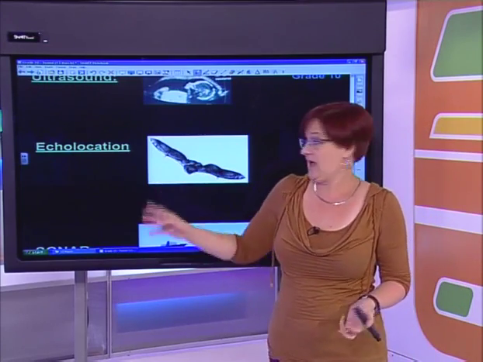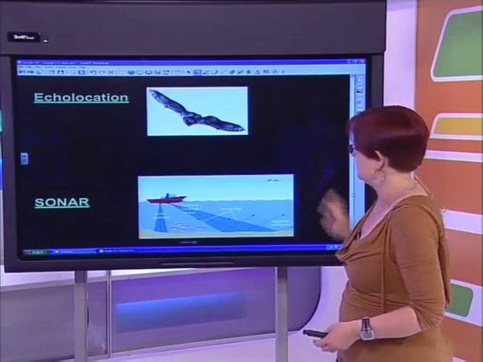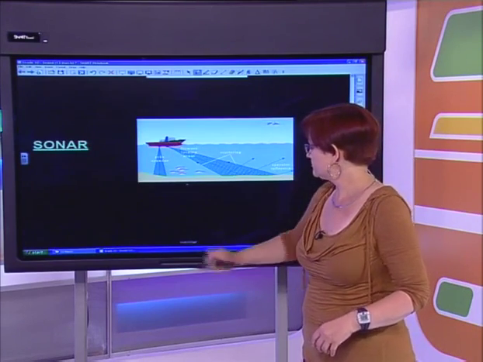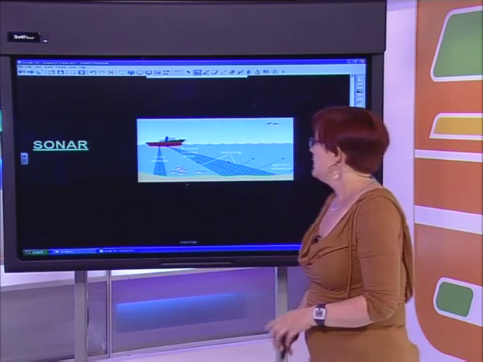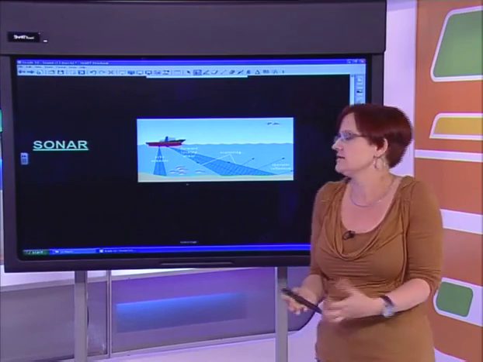But we have taken this echolocation and converted it into sonar, which is sound navigation and ranging. Now, what sonar does is essentially the same thing, and ships and submarines do this. It's a nice way for us to see what the bottom of the sea looks like, because sometimes the sea is far too deep for a human to go down and take photographs, because we can't stand the pressure involved.